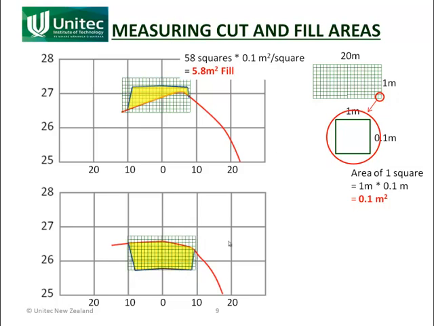Likewise, we measure this one here. We count 136 squares times 0.1, that is 13.6 square meters cut. Now you put these into your table as the cut areas and fill areas at those particular points. You figure out the average area for each section, multiply the average area by the length to get the volume for that section. You add the volumes up to get the cut and fill over the whole thing. You multiply the fill by the bulking factor, and then you do a cumulative addition to get the mass haul diagram.